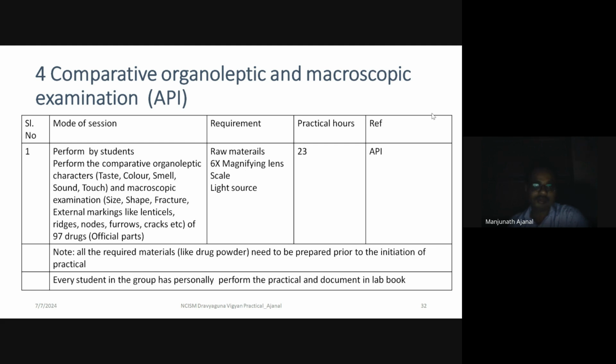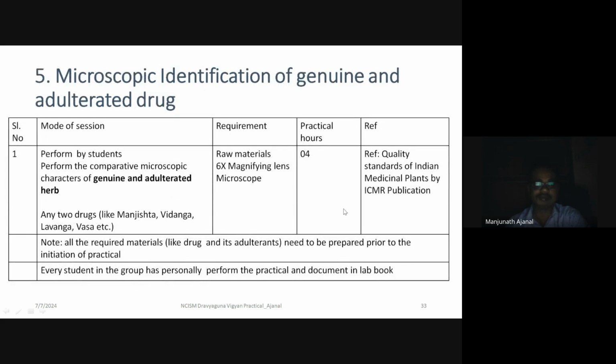These standards are all available in the Ayurvedic Pharmacopoeia of India, so you can compare and explain them elaborately to the students. Every student in the group has personally performed the practical and documented it in the logbook.